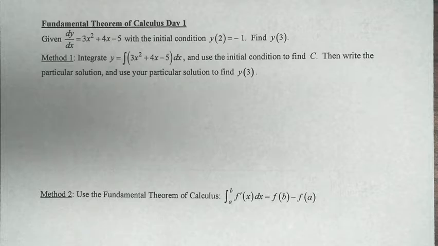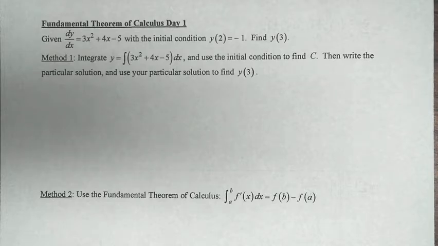Hi guys, today we're going to learn about the fundamental theorem of calculus. We have that dy/dx is equal to 3x squared plus 4x minus 5, with the initial condition that y of 2 is equal to negative 1. We want to find y of 3. So we're going to have two methods. Let's start with method 1.